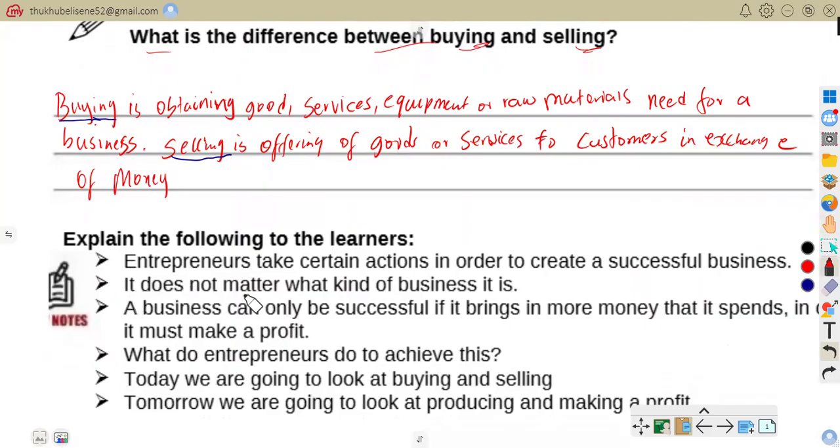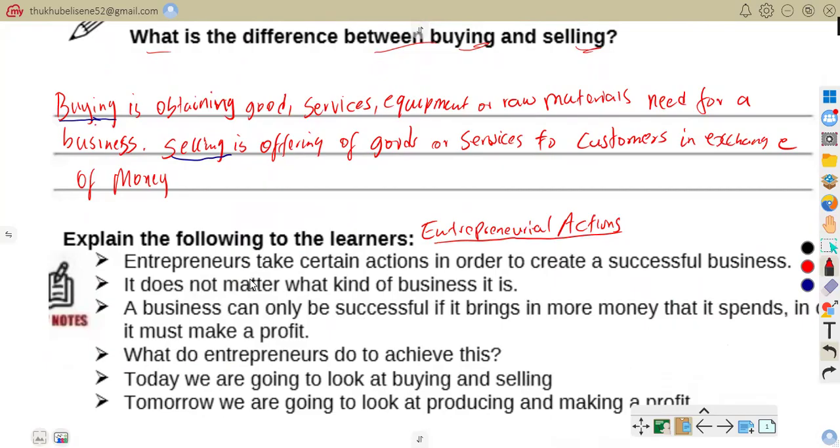Now we are asked to explain the following to learners. These are entrepreneurial actions. We call them entrepreneurial actions. This is what we are asked to explain to learners.